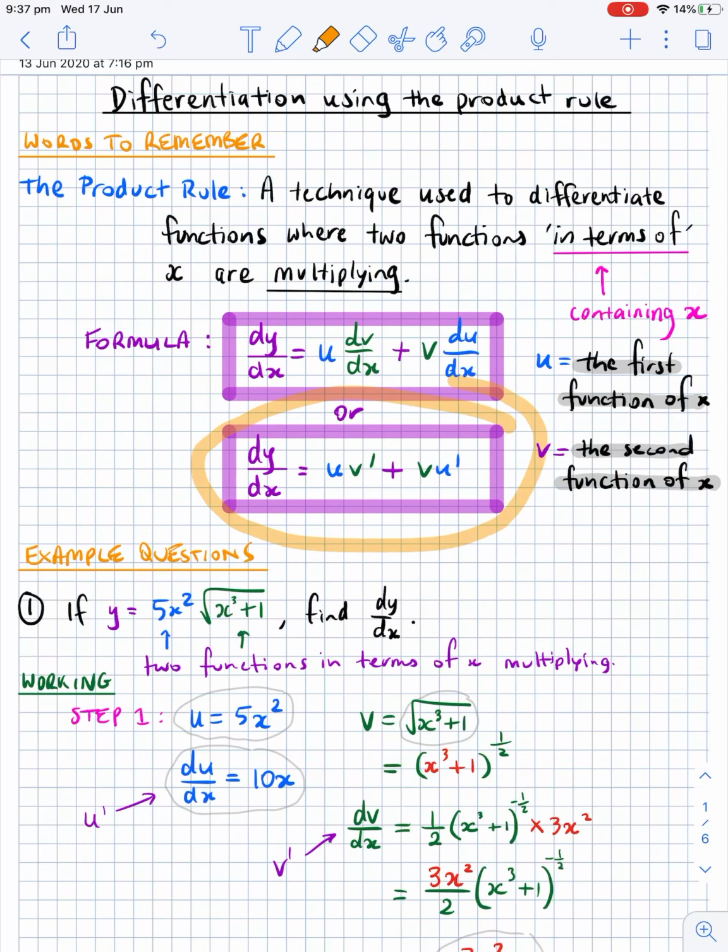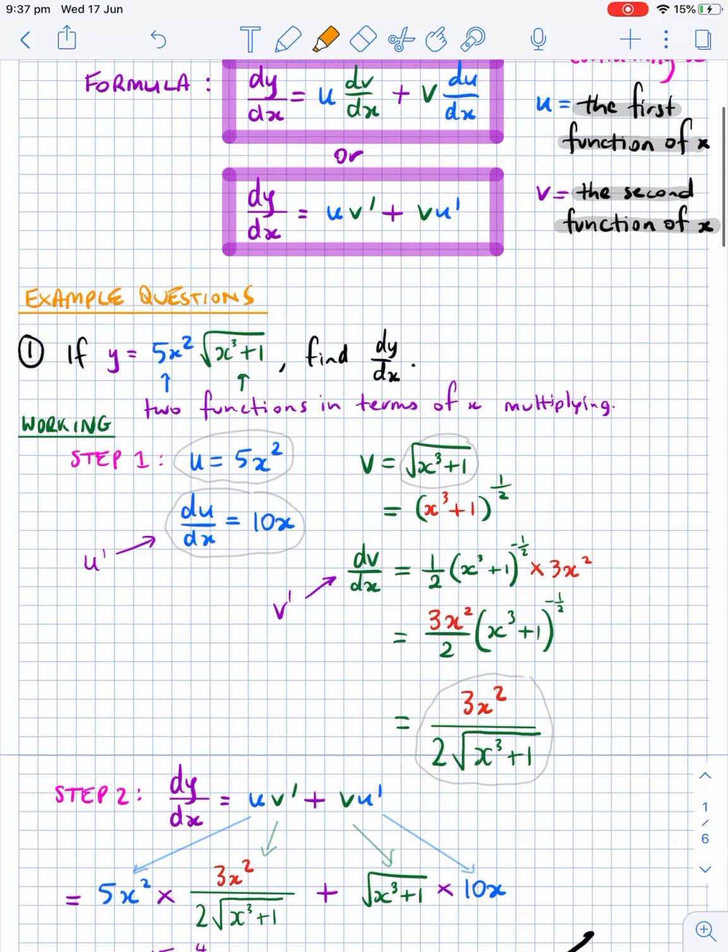And when we follow this formula, we've got u multiplying by the derivative of v, and then plus v multiplied by the derivative of u. So it's just about finding these four things, 1, 2, 3, 4, and then just plugging them into this formula and then simplifying where you can. So let's give it a shot.